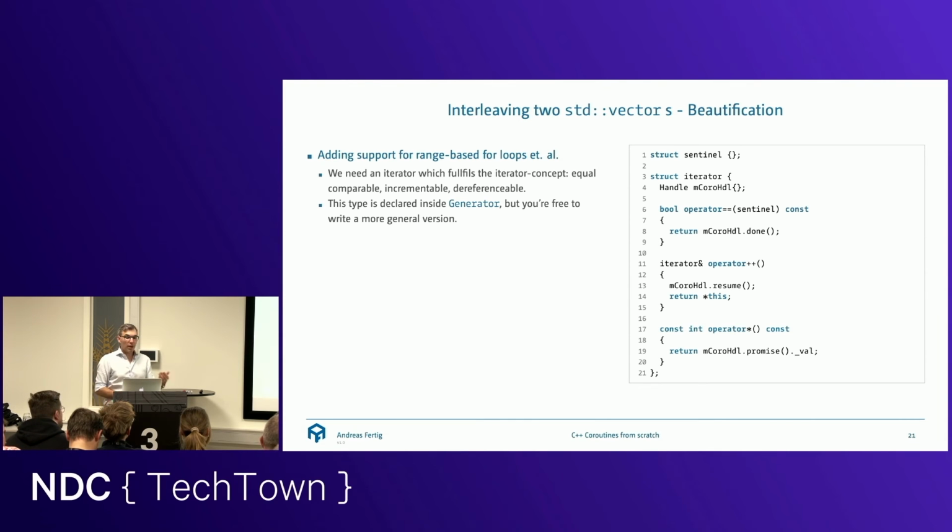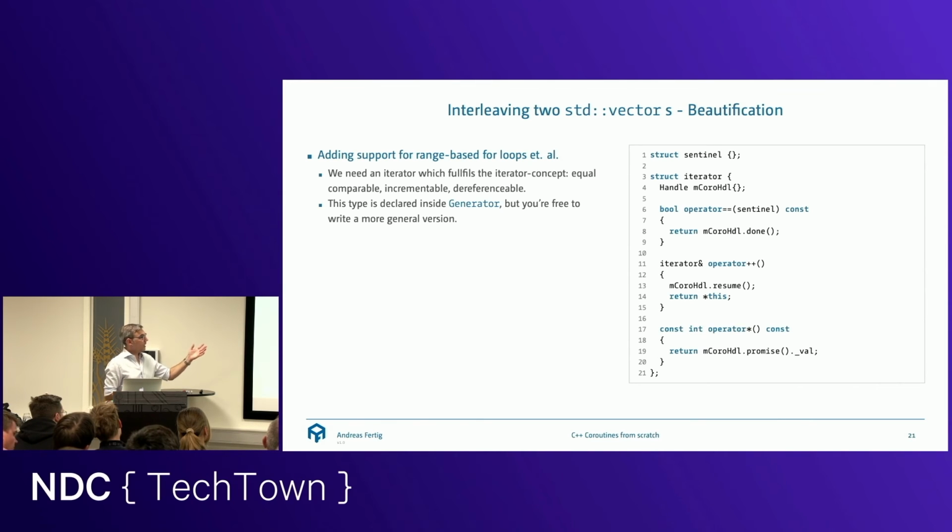Operator plus plus, the pre-increment operator, of course, because I do not pass an empty parameter here. That one resumes the coroutine and returns a reference to the iterator. And then finally, my dereference operator, line number 17, reaches to the promise type via the coroutine handle and therefore the member value and returns the value. So these are the three functions I need. The coroutine itself has the entire state, so I do not need to spawn off other iterators. I can simply use it like that.